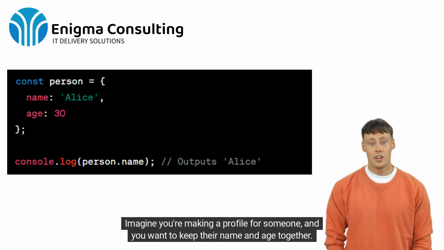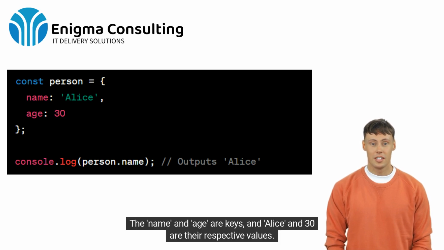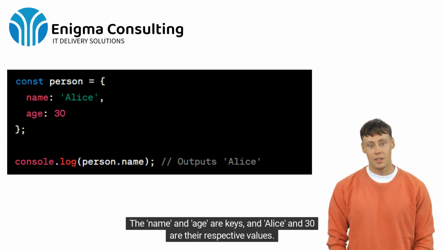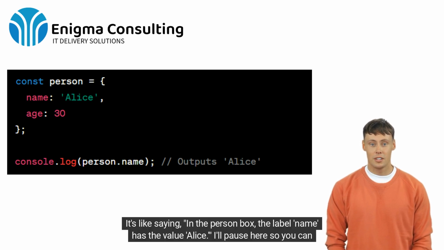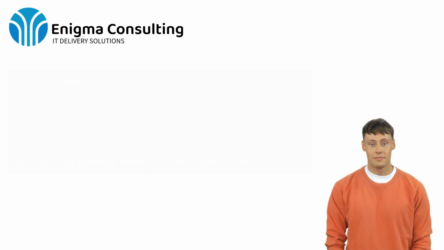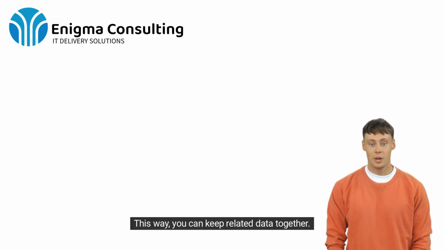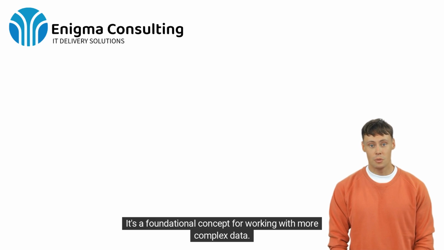Imagine you're making a profile for someone and you want to keep their name and age together. Here, person is our object. The name and age are keys, and Alice and 30 are their respective values. It's like saying, in the person box, the label name has the value Alice. I'll pause here so you can review. This way, you can keep related data together. It's a foundational concept for working with more complex data.